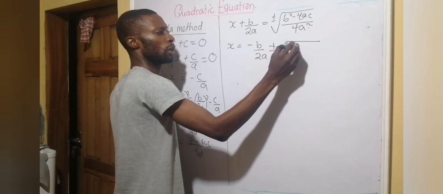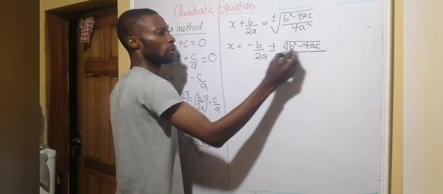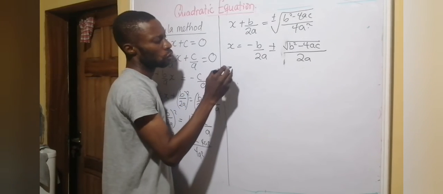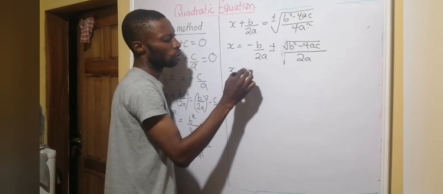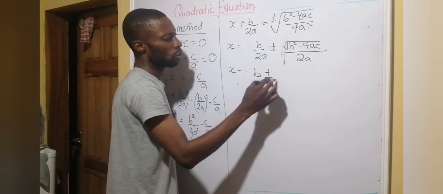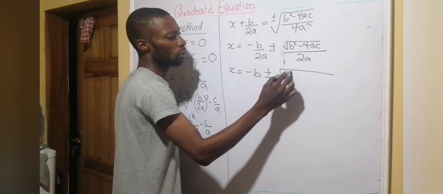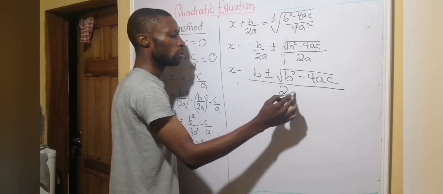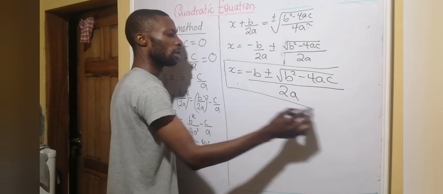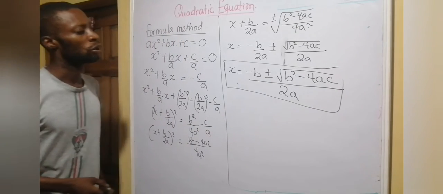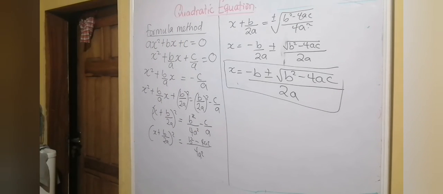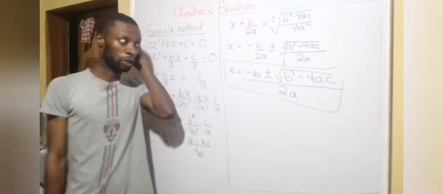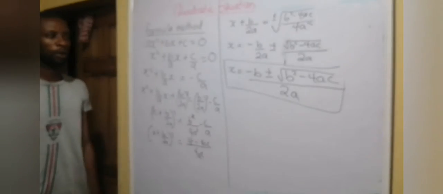of what? B squared minus 4ac over what? 2a. The square root of 4 and the square root of a squared is 2a. So we collect like that. x is equal to minus b plus or minus the square root of what? B squared minus 4ac over 2a. So this is the formula method. This method is used to solve any quadratic, when you want to find the root of the quadratic equation, you're going to use this method.